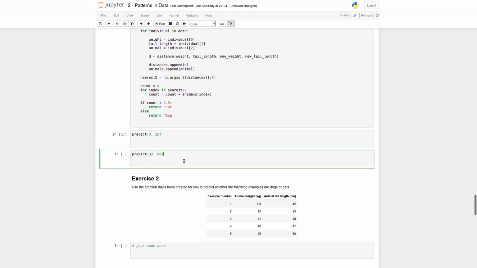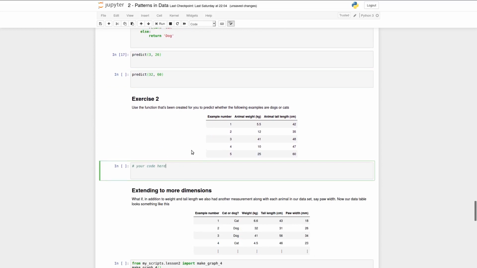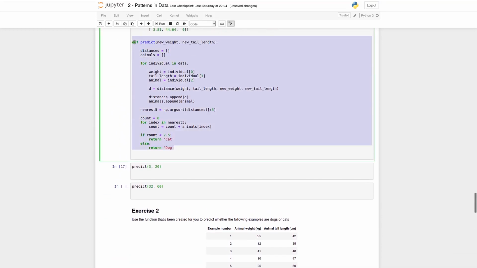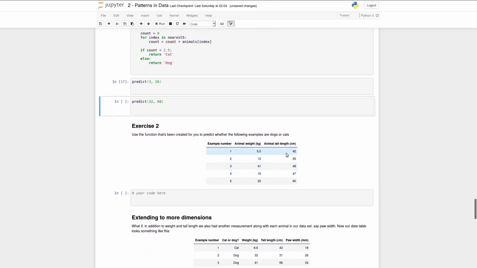Okay, so your second exercise is to use this function that's been created, this one here, predict, to find out whether each of these animals is a dog or a cat, or predict whether each one of these animals is a dog or a cat. So first we've got an animal with a weight of 5.5 kilograms and a tail length of 42, and so on. So for each one of these, basically call this function, predict, and see if it's a dog or a cat.